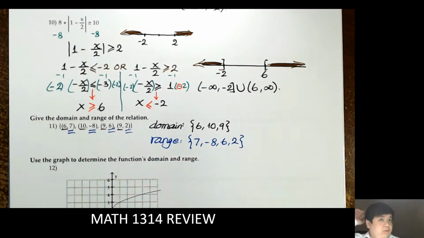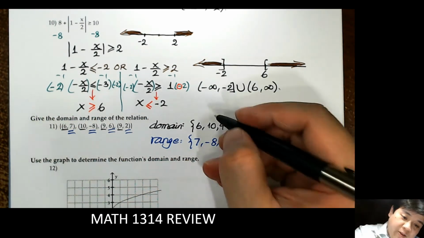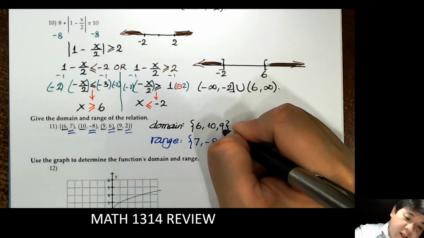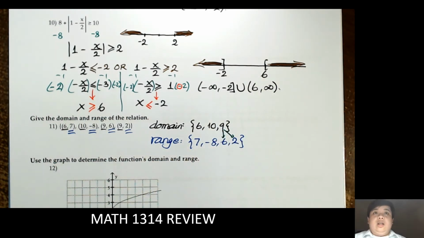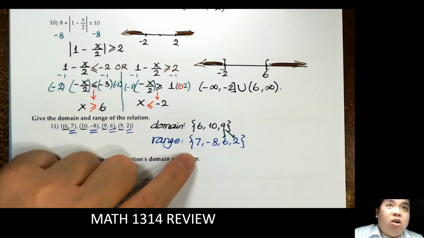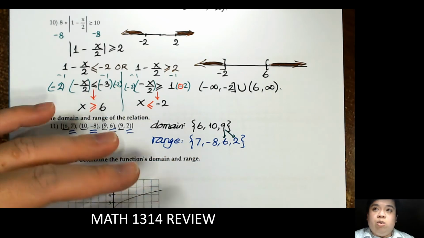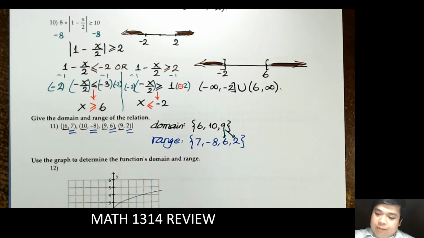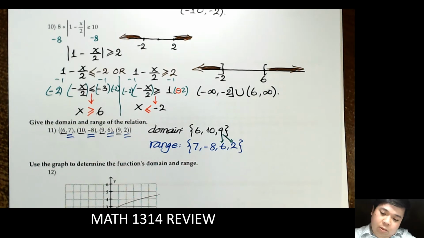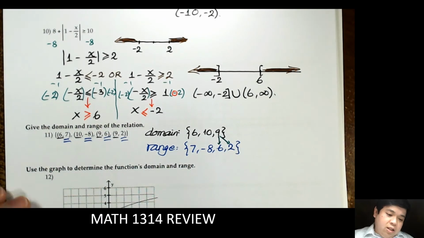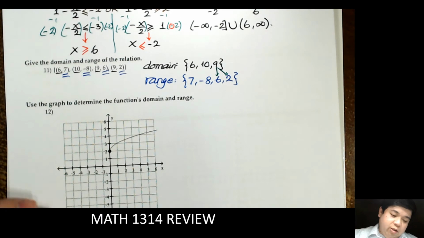This would not be a function because we have 9 give 6 and 9 give 2. So it didn't ask for that. It didn't ask for it, but this is not a function. On this question, we only need to state the domain and range. Right. Next, determine the domain and range of this function.